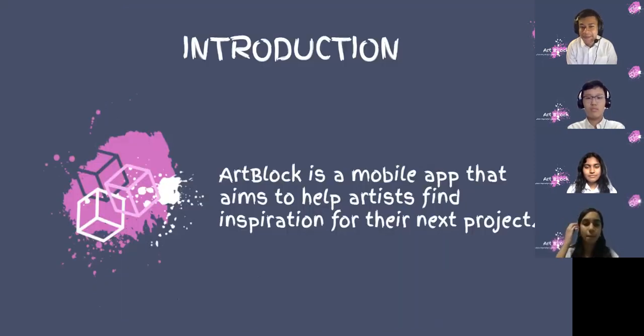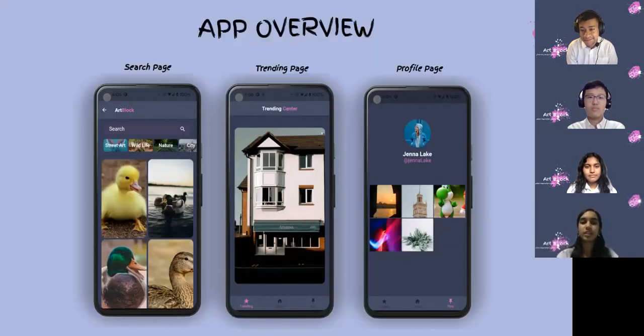Okay, so ArtBlock is a mobile app that aims to help artists find inspiration for their next project. When the user first launches ArtBlock, he or she is able to generate images by searching by query, color, or by uploading an image or taking a picture. The app then generates inspirational images based on the search, and the user can then either save those images or make a new search. The trending page allows the user to view high-quality curated photos that are updated hourly and can be saved or discarded by swiping left or right. When moving to the profile page of the app, the user is able to view all of their saved images.